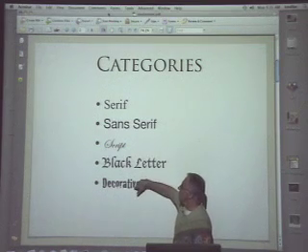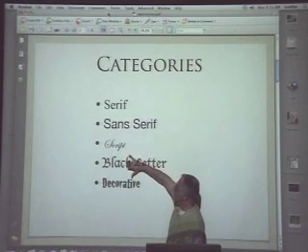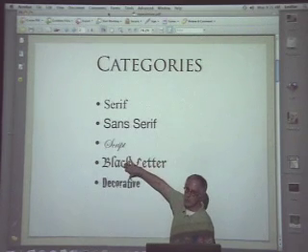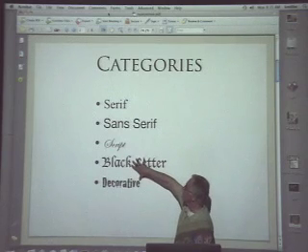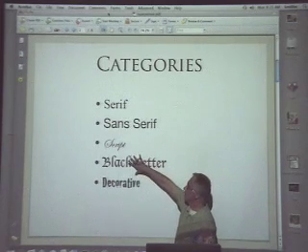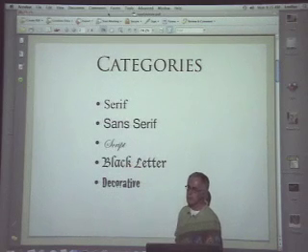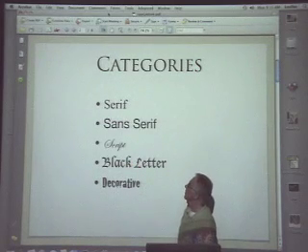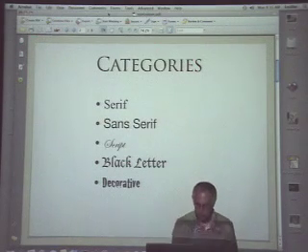So even though there are 5 categories, you can really put these 3 categories in a group of decorative as well these days. Okay, because they're used mostly for headlines and rarely, if ever, used for body copy. It's just way too hard to read when there's a lot of words. Okay, so there's the basic 5 categories.